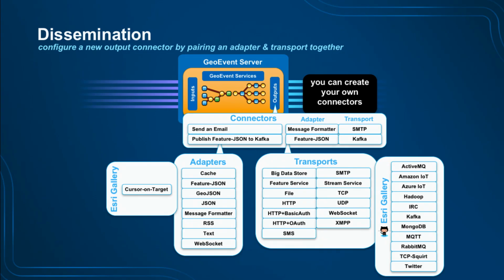Similar to inputs, outputs are defined by output connectors. An output connector is again made up of an adapter and a transport. For example, the send an email output connector is composed of a message formatter adapter and an SMTP transport. And the publish feature JSON to Kafka connector is composed of the feature JSON outbound adapter and the Kafka outbound transport.